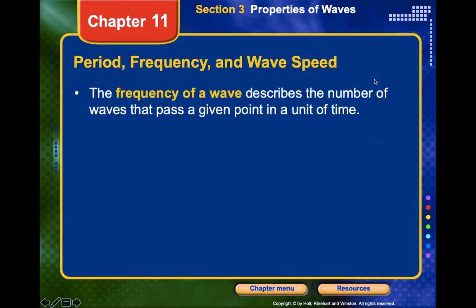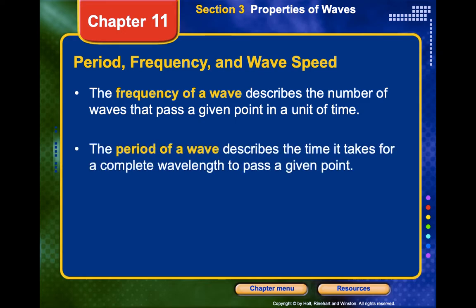Okay, so the frequency of a wave describes the number of waves that pass a point per given unit of time. So the higher the wave frequency, the larger the number of waves that pass by a point. So if I have a higher frequency, then I'm seeing more waves for a given period of time.